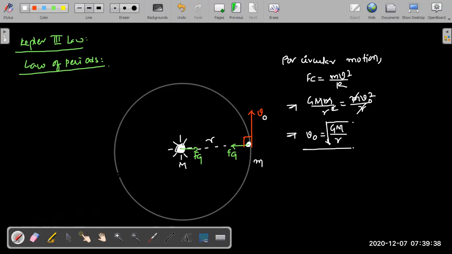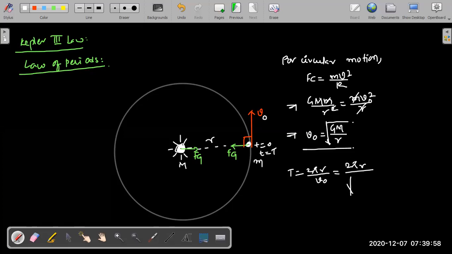Now, if you want to calculate the time taken for it, the time period, let's say it's starting at t equal to 0. Again, it is reaching here at a time t equal to T. So time period T is equal to total distance traveled by speed. Is that right? Yes, sir. Total distance traveled by speed, so this will be 2 pi r by root of GM by r. So this can be written as 2 pi by root of GM times r square times r power 1 by 2. Can we say that this is r power 3 by 2? Yes, sir. Understood?